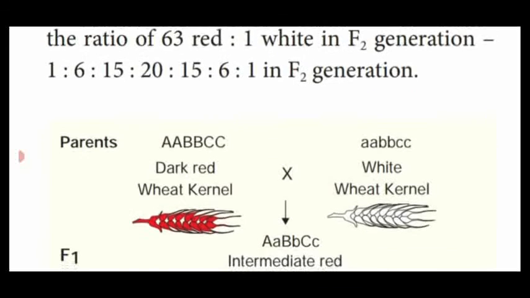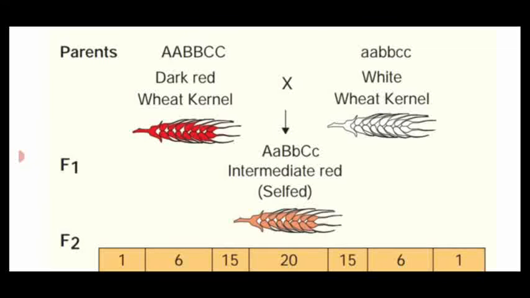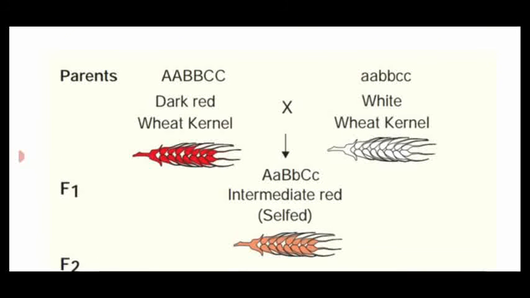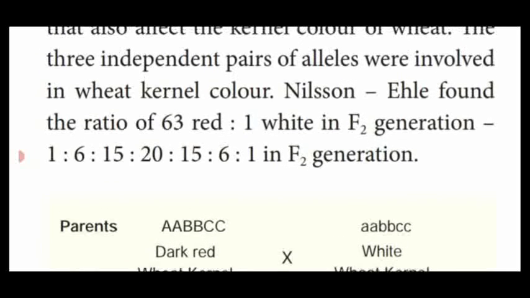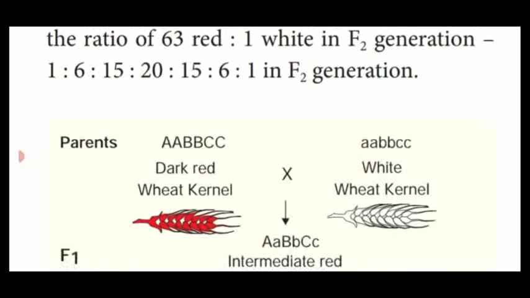So these are all the different variabilities shown in the polygenic gene interaction. See, this is another example. First they studied 2 genes with 2 alleles, isn't it? Then they have taken 3 genes, each and every one having a pair of alleles. And the ratio is 63 red color to 1 white in the F2 generation.